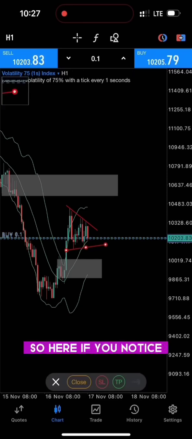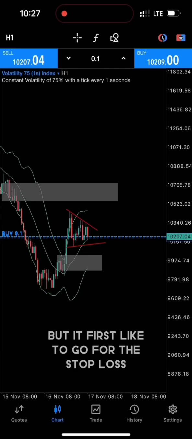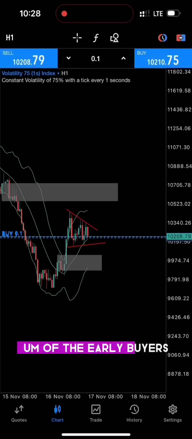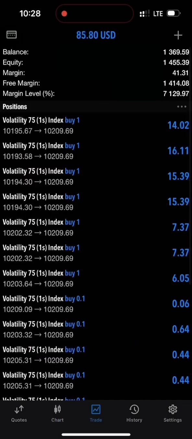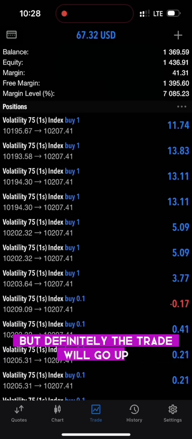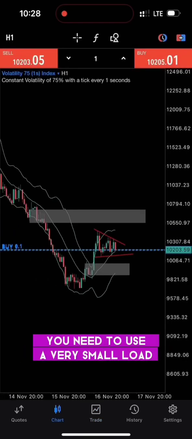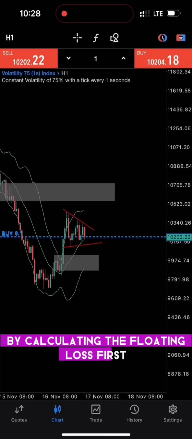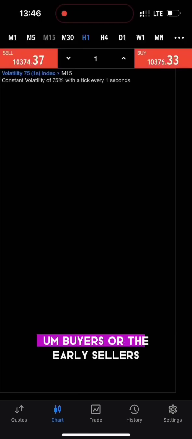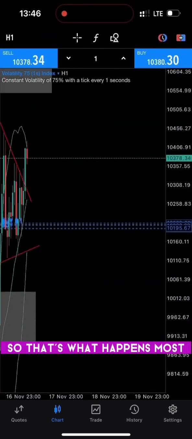So here, if you notice a flag pattern like this with the triangle, just know it's going to go up, but it first likes to go for the stop loss of the early buyers. So bear that in mind. You might need to calculate your floating loss first, but definitely the trade will go up. So if you want to make profit in trading, you need to use a very small lot by calculating the floating loss first, that when it goes to hit the early buyers or the early sellers, what will happen to your trade. So that's what happens most.